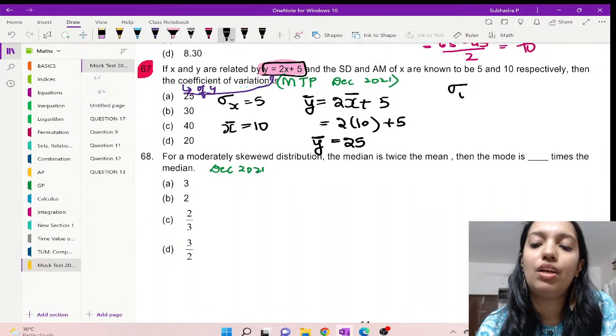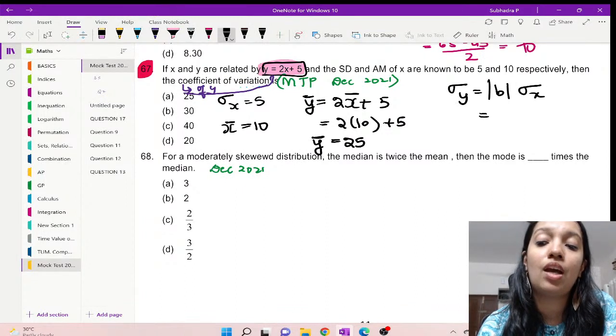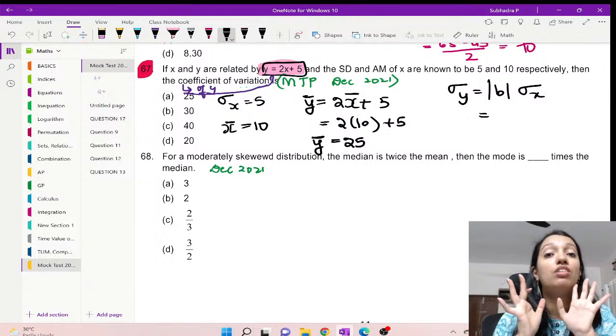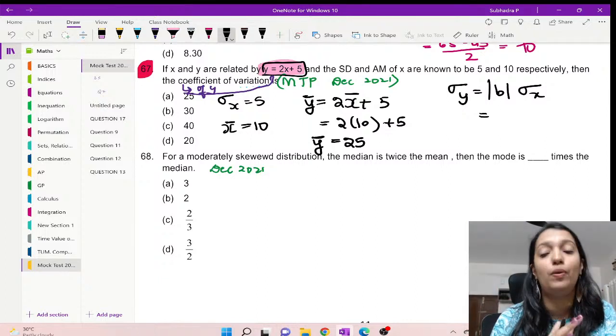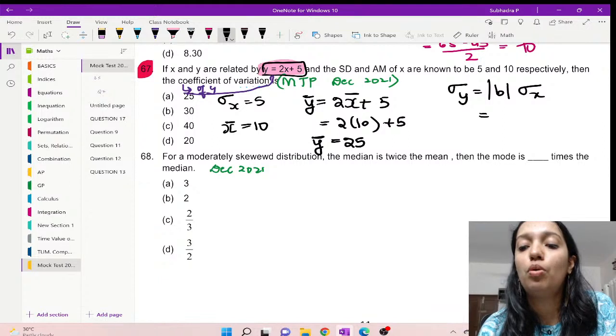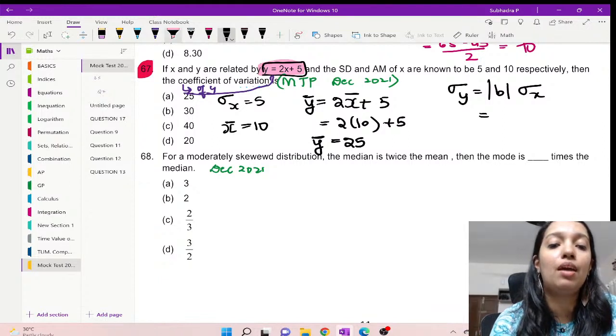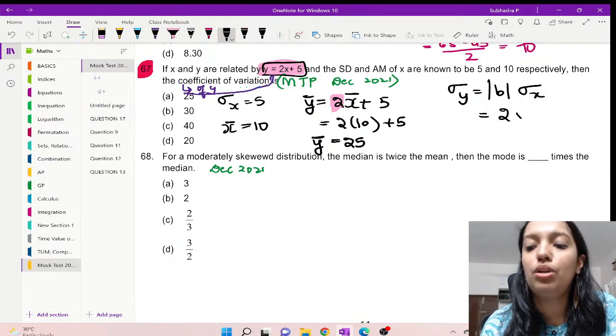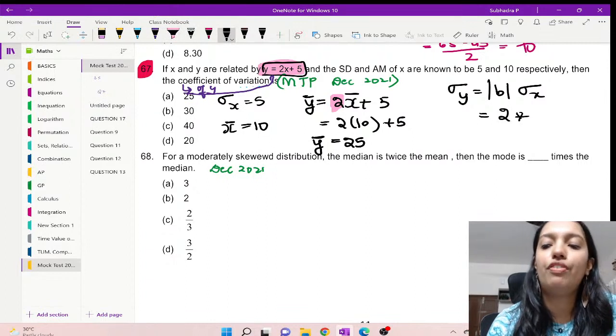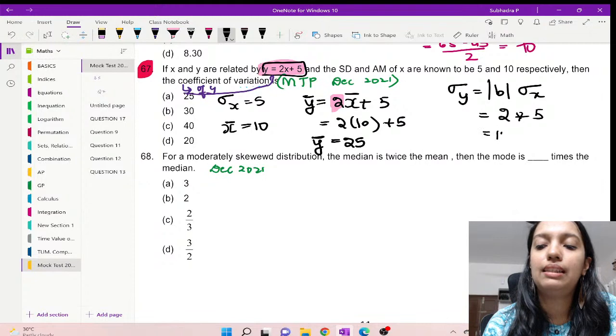So standard deviation of y is modulus b into standard deviation of x. We have already worked out around 10 problems based on this equation in classroom. So what does b be? B will be coefficient of x. So this will be 2 into standard deviation of x is 5. So your answer is 10.